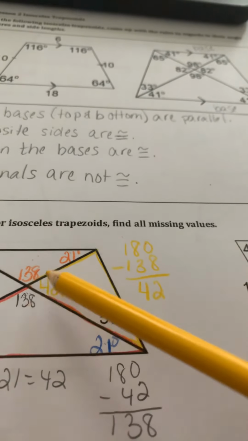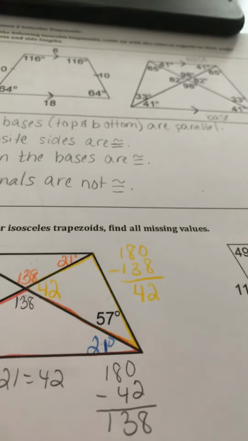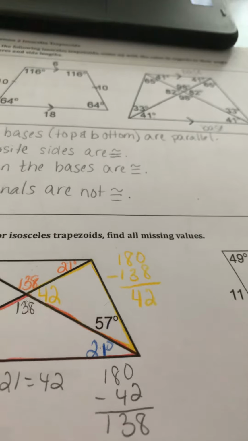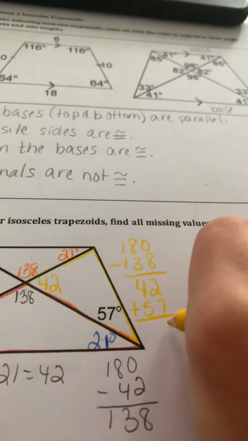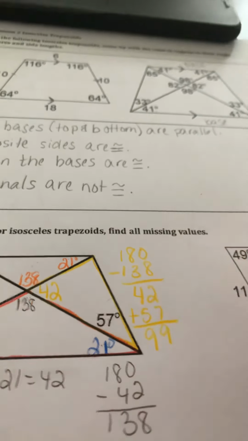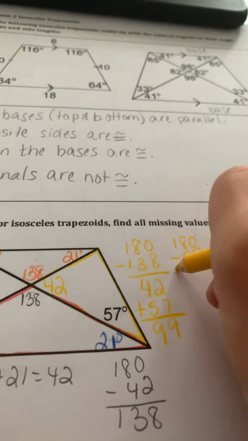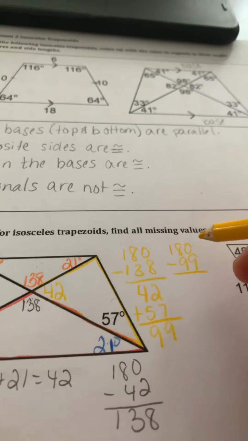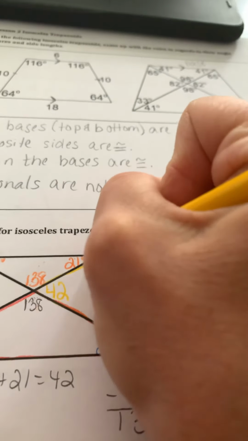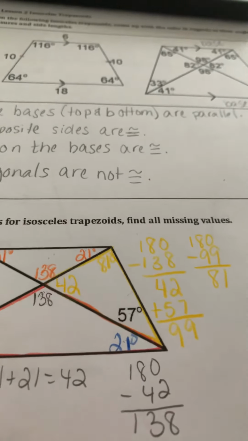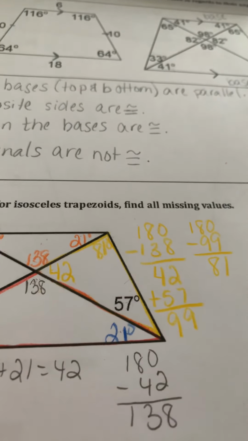So now that we have this angle and this angle, we could do exactly what we've been doing before, add them up and subtract from 180. So underneath here, I'm just going to go plus 57, and I get 99, and I'm going to subtract 99 from 180, and I'm going to get 81 degrees. Okay? So now we have fulfilled all the angles within this triangle.